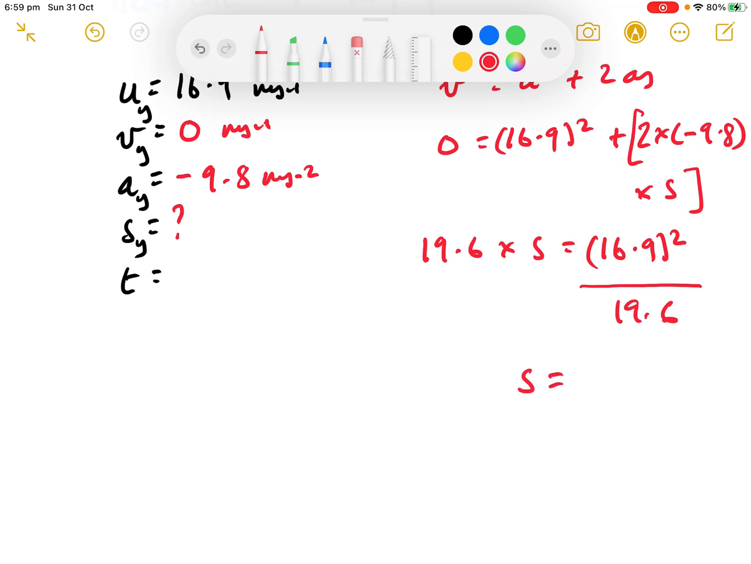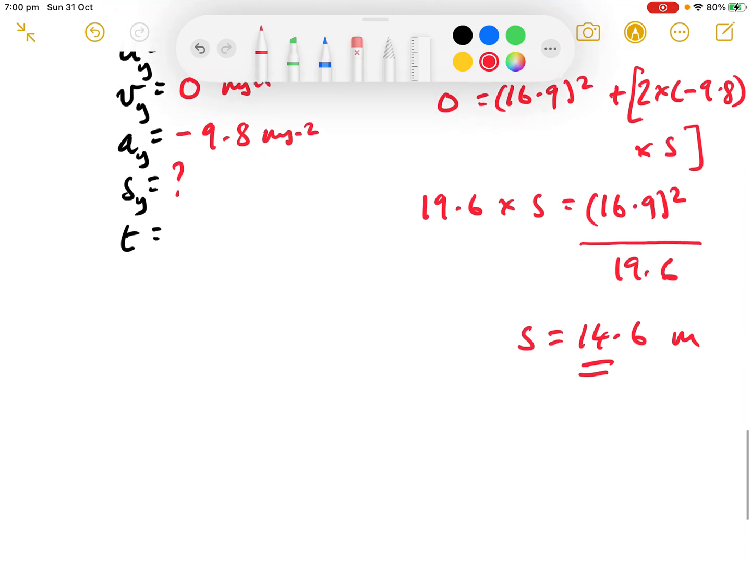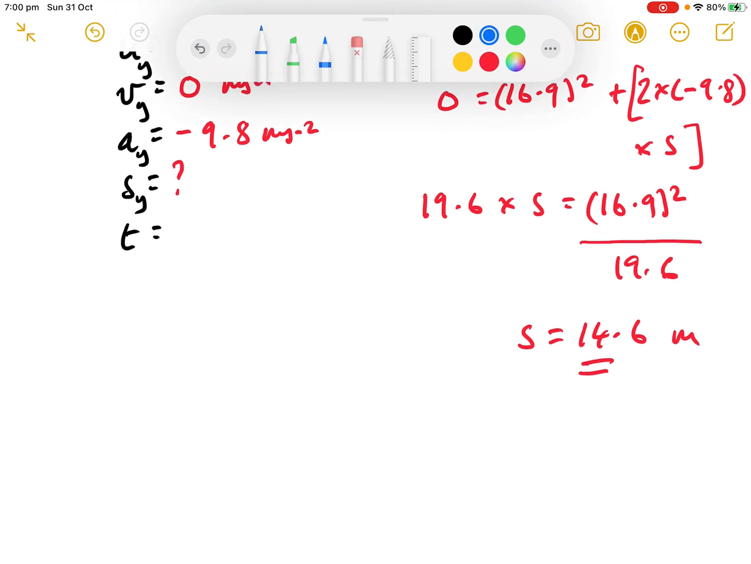So that then gives me 16.9 squared divided by 19.6, and I get 14.6 meters. Always answer the question though.